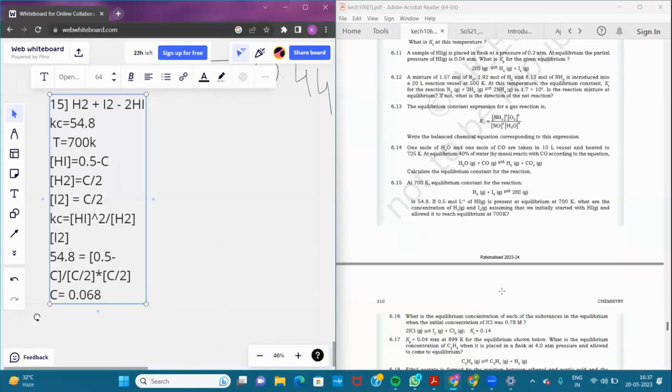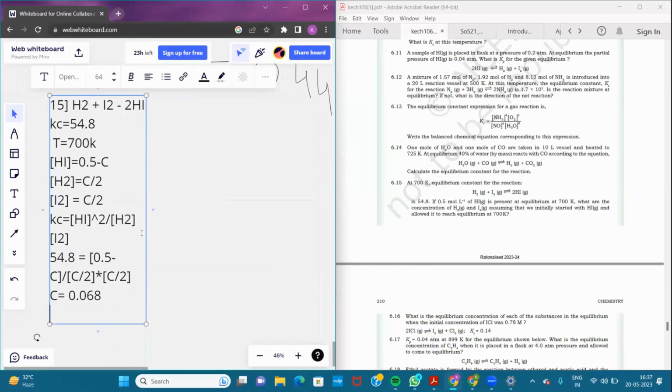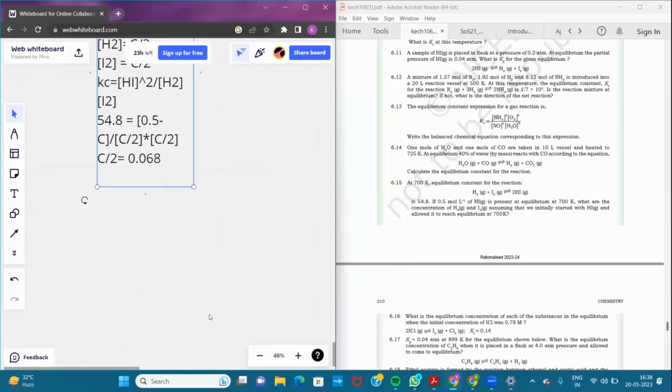Here, what did they ask in the question? The equilibrium constant is given, and the concentrations of H2 and I2. The concentrations of H2 and I2 would be capital C by 2. Take 1 minute. Here we'll get the capital C by 2 value as 0.068. Therefore, the concentrations of H2 and I2 will be 0.068 only. Then we'll proceed to the next question.